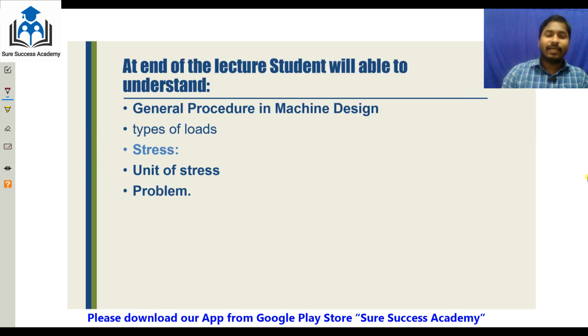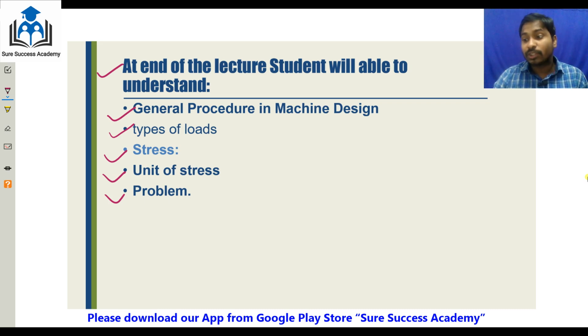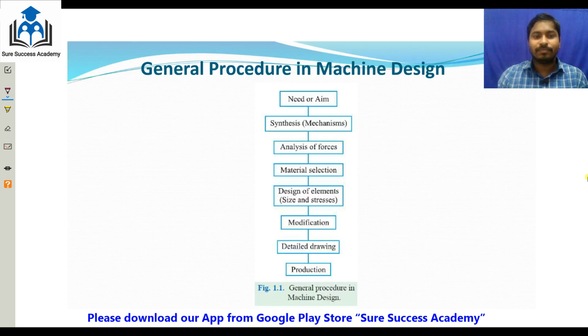So friends, by the end of this lecture, the student will be able to describe the general procedure of machine design. What is the procedure you have to use in general machine design, and types of load, and stress and unit, and problems. Types of loads we can see: dead load and steady loads, live load and variable loads, suddenly applied or shock loads, and impact load. You have to study stress, the different types of stress you studied in strength of materials. This is just an overview: tensile stress and compressive stress, and their units, and how you apply them in the designs. Okay.